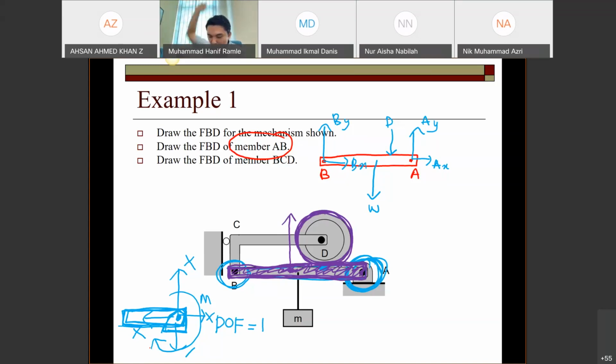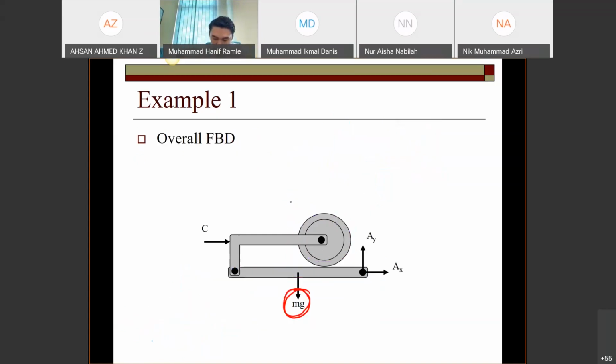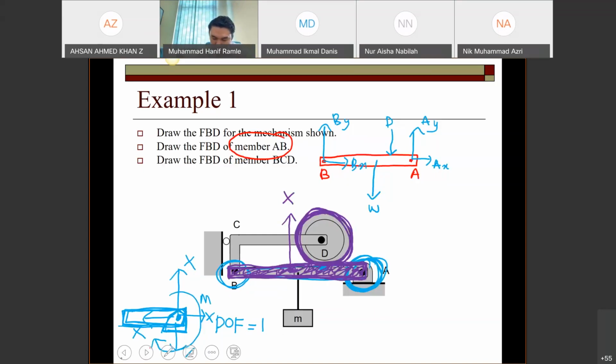Yes, the answer is cannot. This AB member cannot go up because of this restriction. Okay, it will be collapsed later on. You cannot go up. So if it cannot, meaning that we do have a reaction at this point, of course, at the touching surface. Okay, alright.